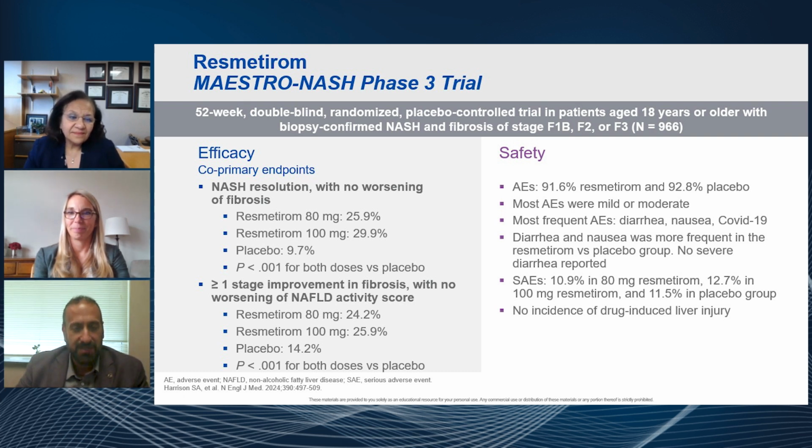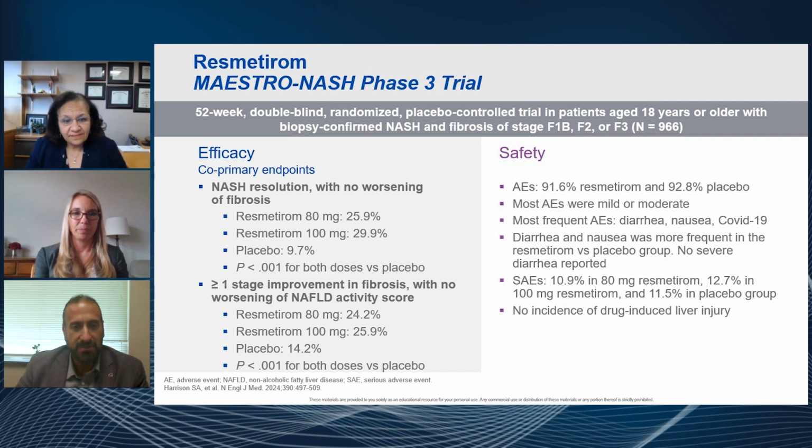But the main analysis that led to FDA approval was looking at patients with F2 and F3 fibrosis. In terms of efficacy endpoints, we had two endpoints. One was NASH resolution, which is basically a decrease in liver inflammation and hepatocellular injury. And the second one was fibrosis improvement by one stage from baseline. Patients were randomized to two doses of resmetirom, low dose 80 milligrams daily, high dose 100 milligrams daily versus placebo, again treated for 52 weeks.